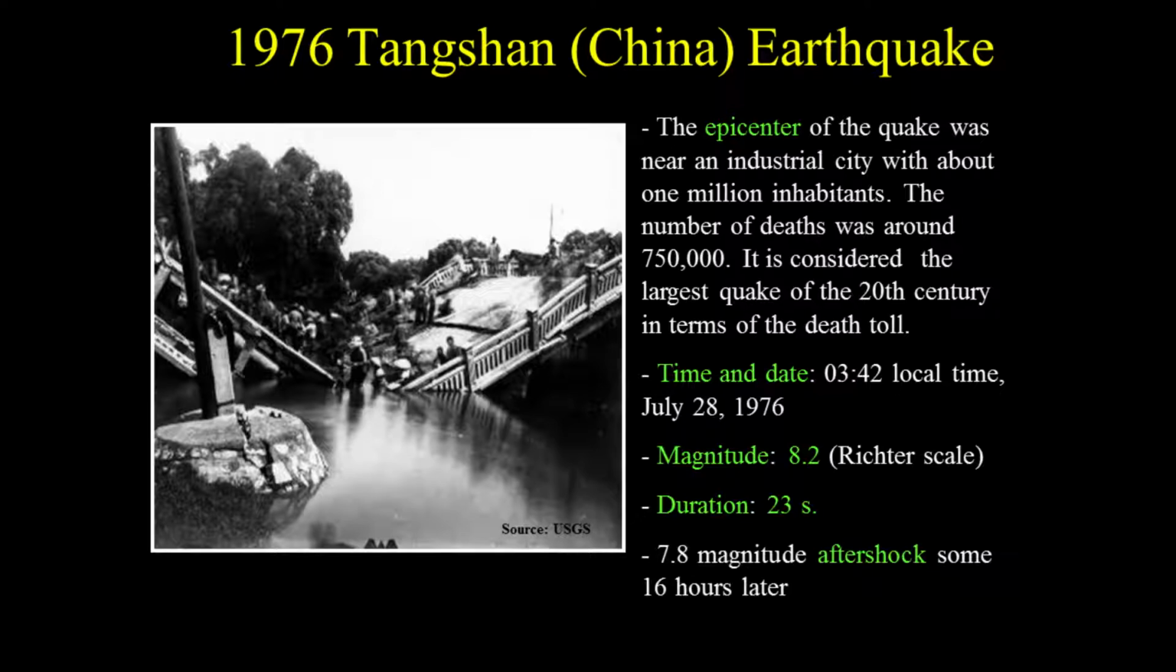The epicenter of the quake was near an industrial city with about 1 million inhabitants. The number of deaths was around 750,000. It is considered to be the largest quake of the 20th century in terms of death toll.